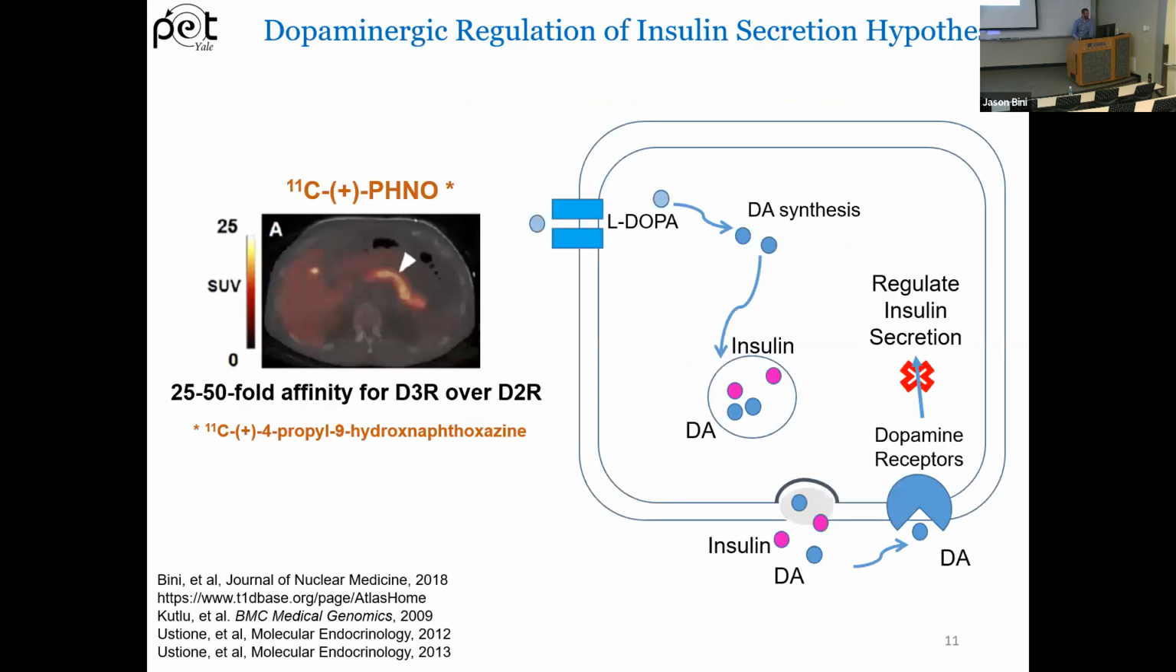So the idea of this is that the dopamine is actually synthesized in the beta cells itself, packaged with insulin, and then it's co-released with the insulin and acts as an autocrine signal on the beta cell itself to regulate insulin secretion. And the exact ratios of D3 to D2 receptors on the beta cell we're still not sure about, but I'll show some data on the next slide if I can get there.